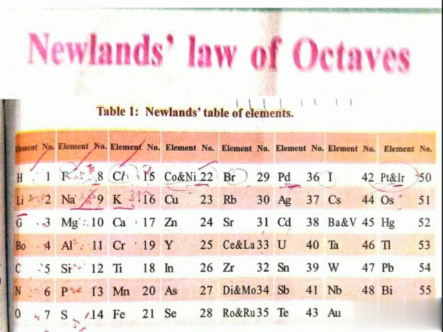Similarly, if you start at lithium, here the second element, lithium, is there, no? Start from lithium 1 2 3 4 5 6 7 8. After lithium, which eighth element will come? Sodium will come. And the next eighth element? Sodium 1, magnesium 2, aluminum 3, silicon 4, phosphorus 5, sulfur 6, chlorine 7, potassium 8. Like that the eighth will come in the second row.